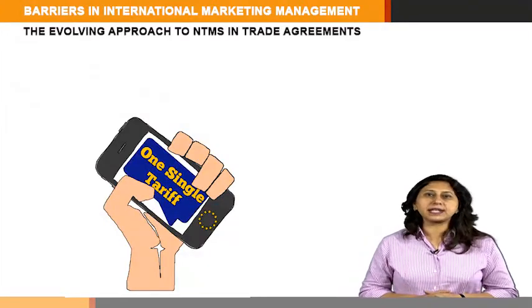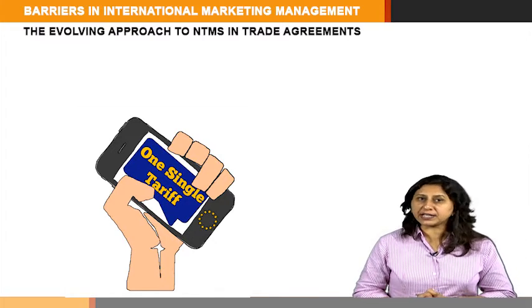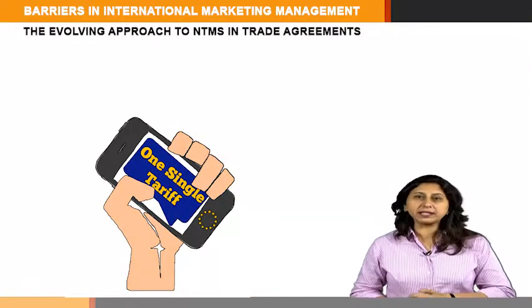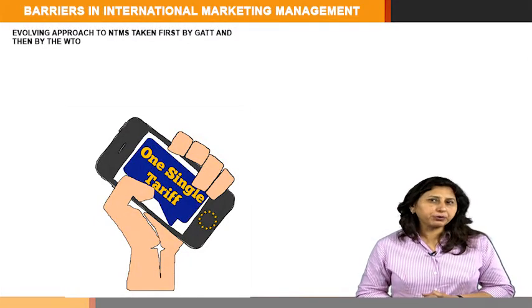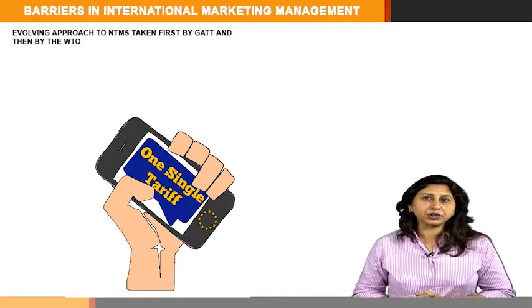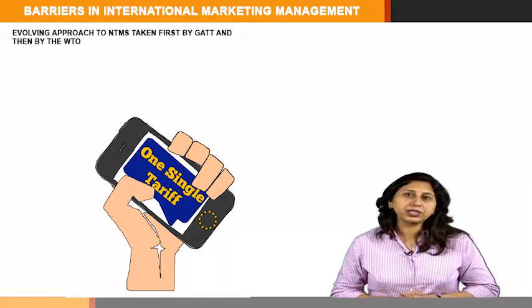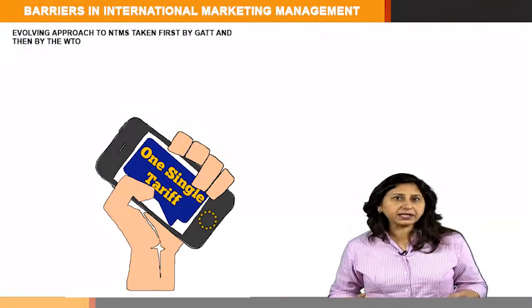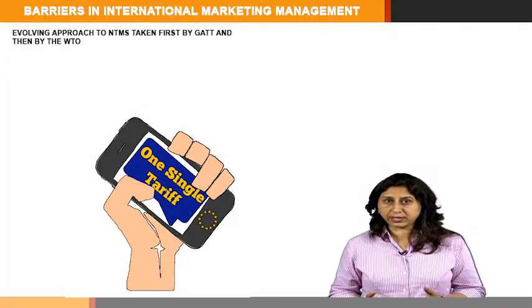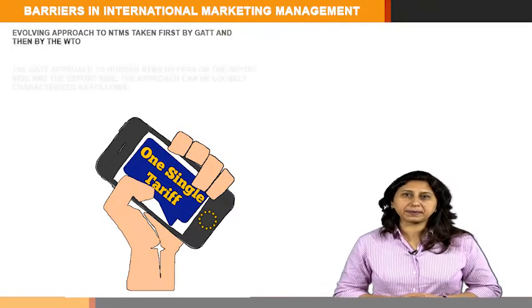In this section is the evolving approach to NTMs taken first by GATT and then by the WTO. It also describes briefly the approaches to NTMs taken increasingly by countries when they create preferential trade agreements. In each case, we first consider border, import and export NTMs and then turn to behind the border NTMs.